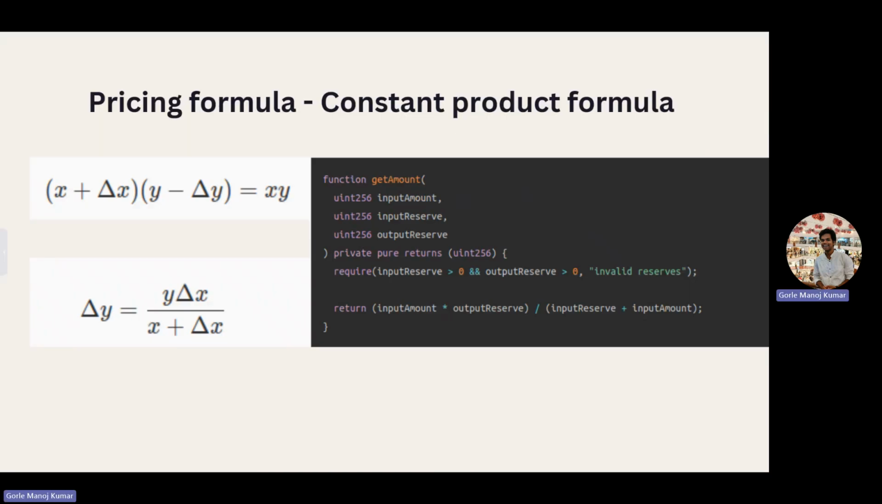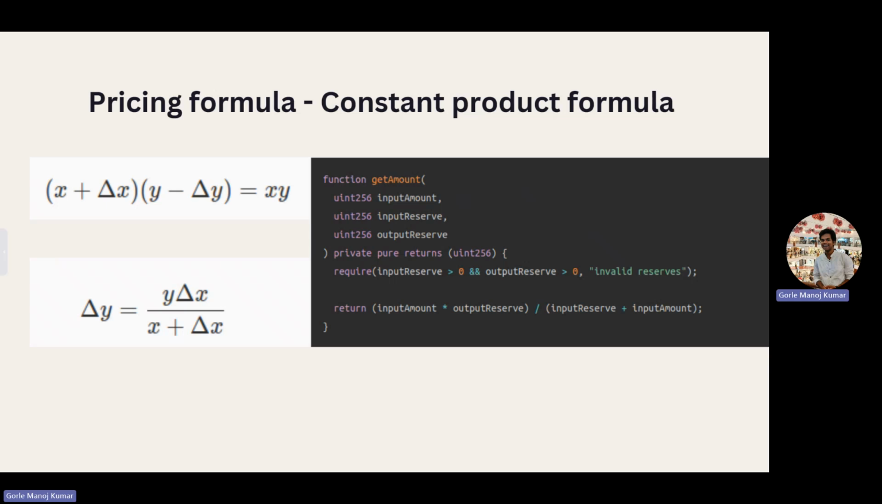It needs three things. Input amount, which is the input amount of what? The Ethereum. Okay. Input reserve. Input reserve यहाँ पे क्या होगा? Since it's X, so input reserve will be the reserve of Ethereum. Okay. So this is like Ethereum and the output reserve, which is the reserve of the token.